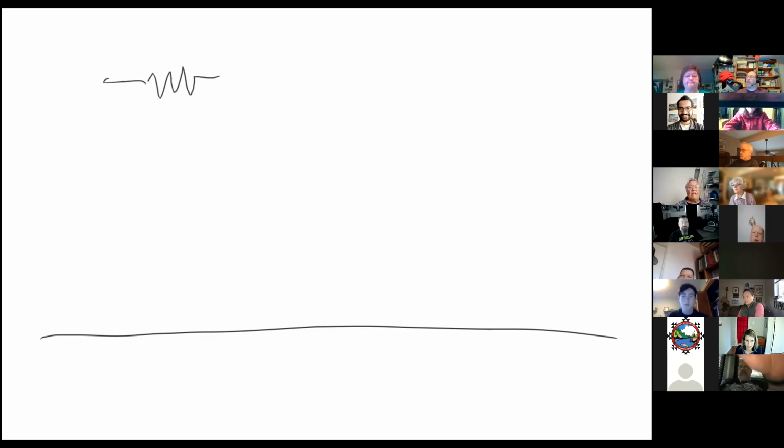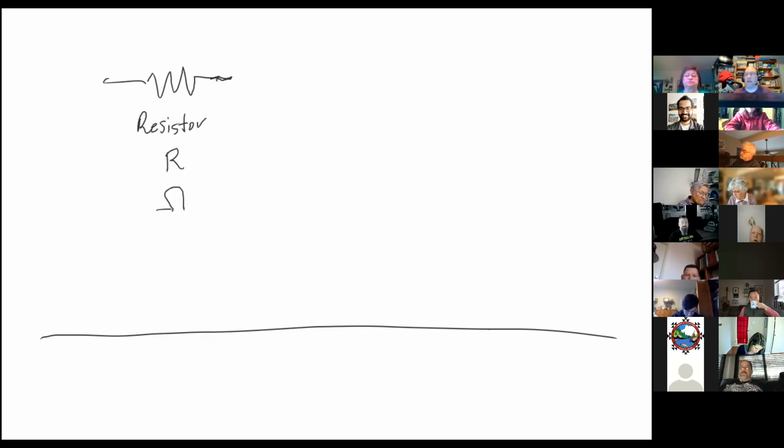Well, here's the question then. What is this device called? This is actually called a resistor. And that has the property of resistance, which is the ability to resist the flow of electrons. Impede electrons. Yes. And this is measured in the Greek letter ohms, named after Georg Simon Ohm.